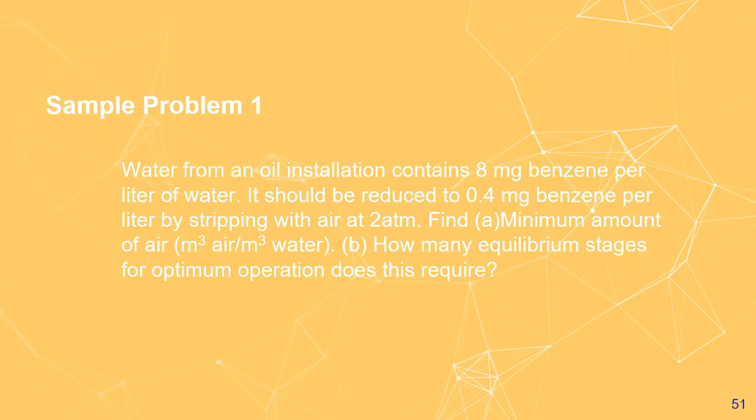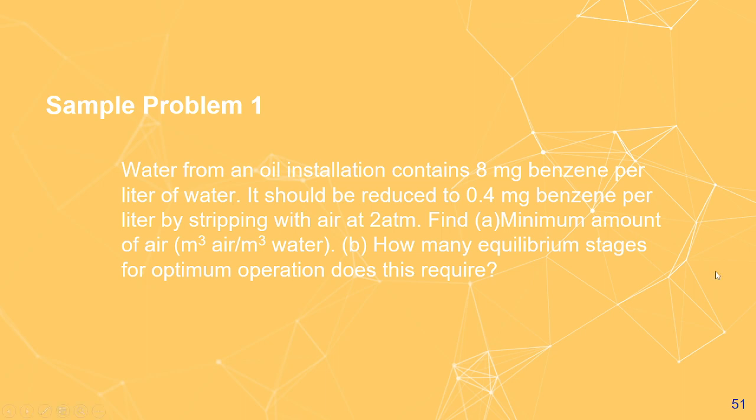Now, for the first sample problem, it's water from an oil installation containing 8 milligrams benzene per liter of water. So, as you can see, water here is contaminated with 8 milligrams benzene per liter. So, it should be reduced to 0.4 milligram benzene per liter through stripping with air at 2 atmosphere. So, in here, you could see that your solvent is air at 2 atmosphere.